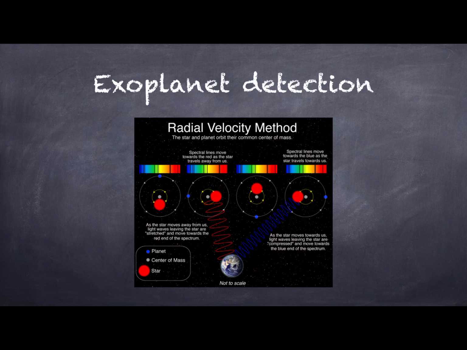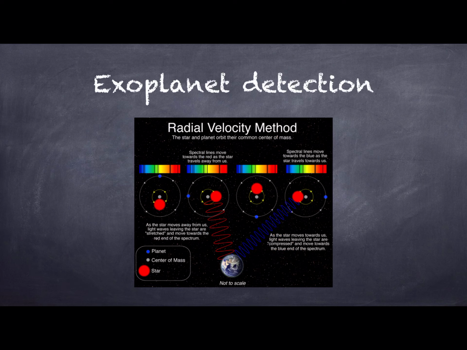This is an effect that can be used to detect things that are not seen, such as planets orbiting other stars. What happens in this case is that you can't see the planet itself because it's not giving off visible light of its own. However, buried within the spectrum of the star is a way of detecting the presence of the planet.